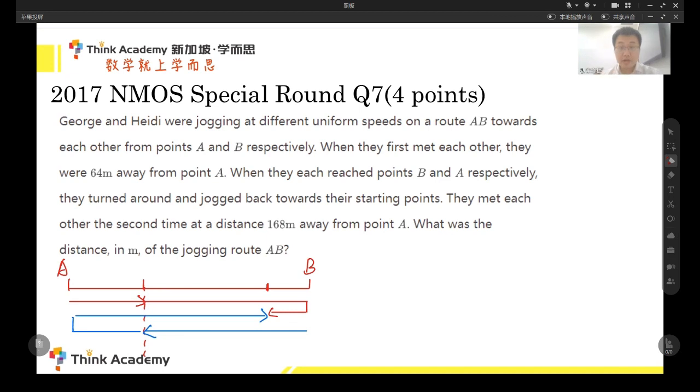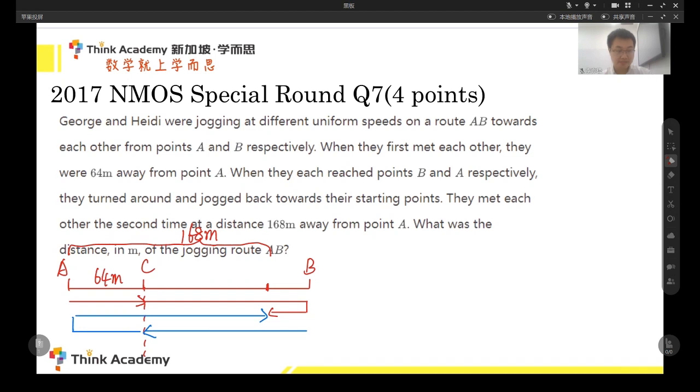Now we know two distances here. The first place they met, C, is 64 meters from A, and the second place they met is 168 meters away from A. We only know these two distances, and we should find the distance between A and B. So, how do we solve this problem?